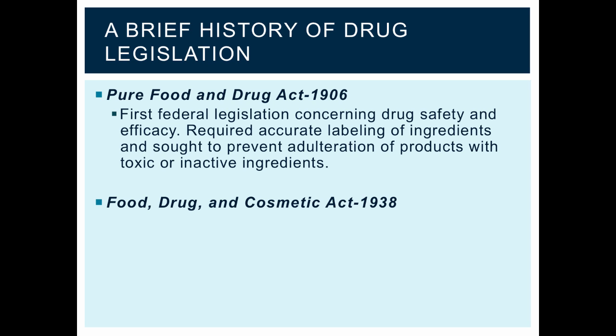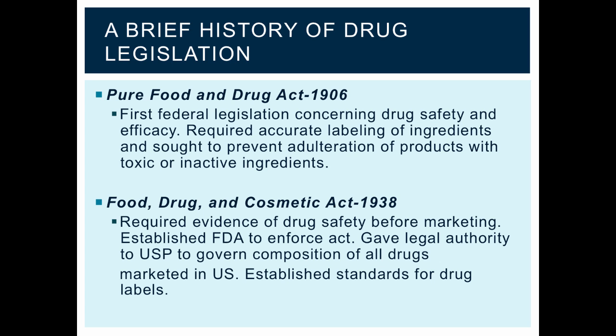Following the Pure Food and Drug Act of 1906 was the Food, Drug, and Cosmetic Act of 1938. This act required evidence of drug safety before marketing, which is a marked improvement over the Pure Food and Drug Act. It established the Federal Drug Administration to enforce this act, and it gave legal authority to the USP, or the United States Pharmacopoeia, to govern composition of all drugs marketed in the United States, and it established standards for drug labels. This act arose in response to greater than 100 deaths that occurred in 1937 due to contamination of a sulfanilamide elixir with diethylene glycol, which is chemically related to antifreeze.